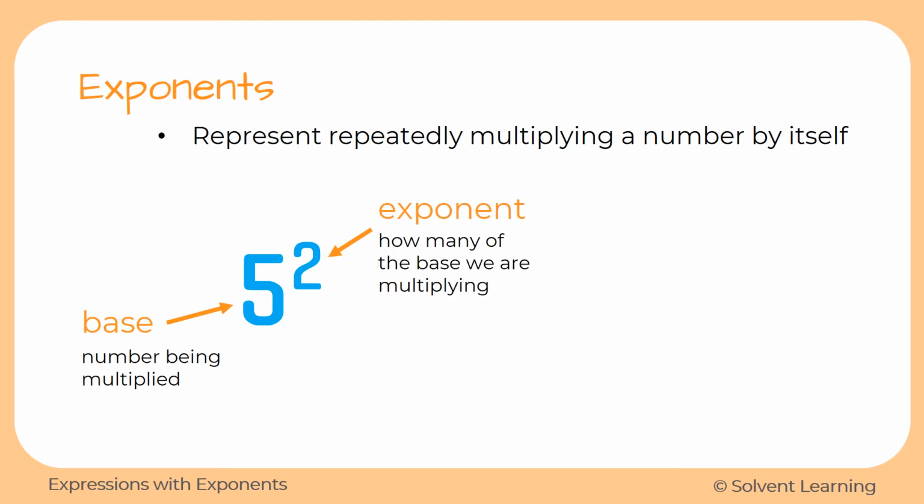It tells us how many of the base we're multiplying. So, since our base is 5 and our exponent is 2, that means we're going to multiply 2 5s together, which will look like this. 5 times 5. We have 2 5s that we're going to multiply together. And we know that that gives us 25. So that will be our simplified answer. 5 raised to the exponent of 2 is equal to 25.